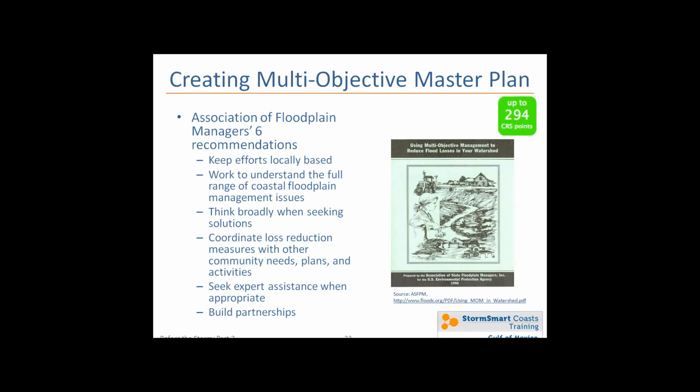Coordinate loss reduction measurements with other community needs, plans, and activities. When considering coastal flood and storm damage issues, identify other community concerns that may have similar or conflicting goals, like preservation of local economy, protection of recreational areas, and the maintenance of quality of life. Gather the people with those interests together to brainstorm your solutions.